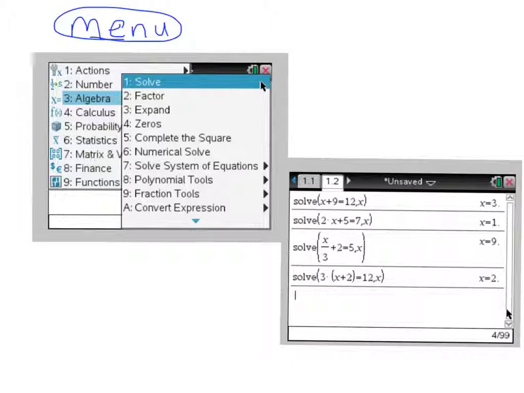You might as well use it. There you go. That's it. And too easy.